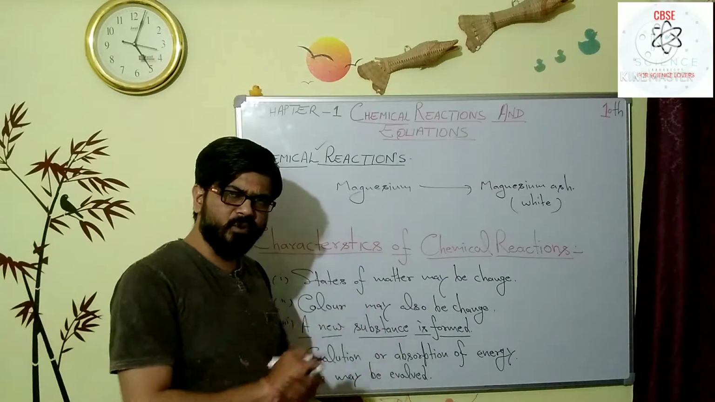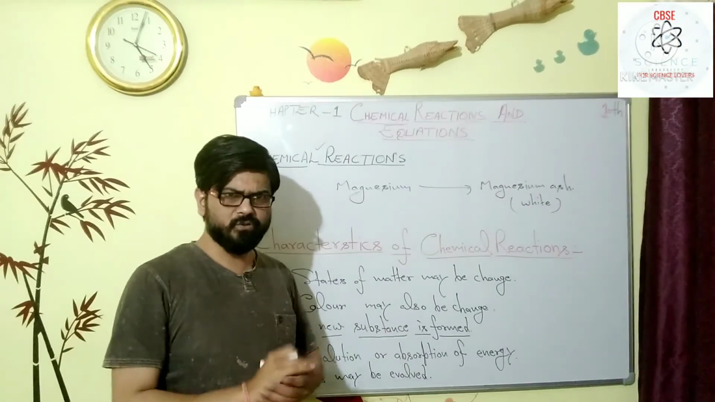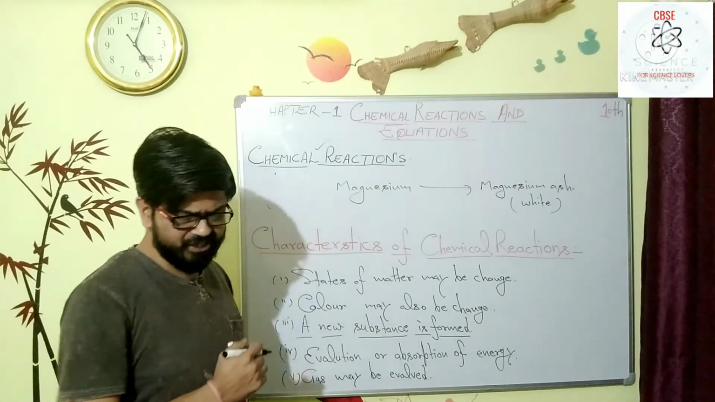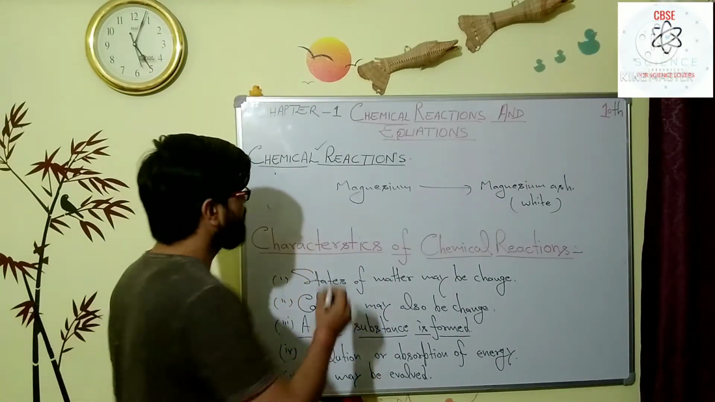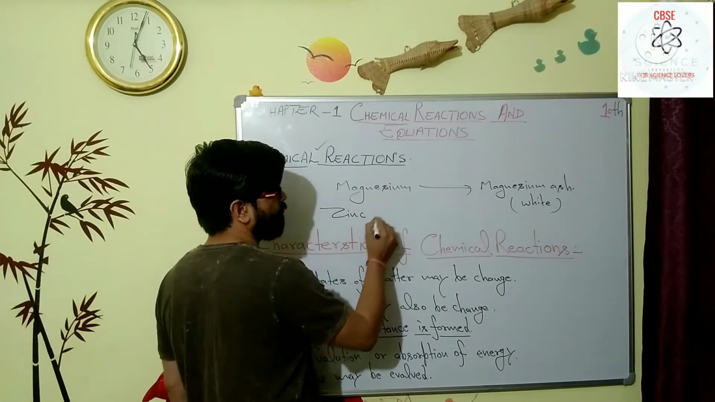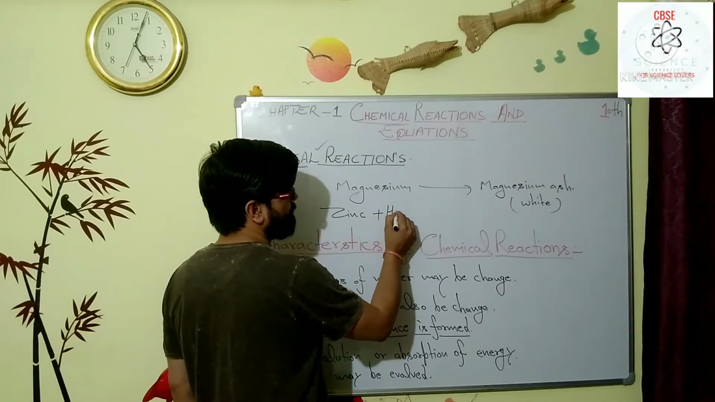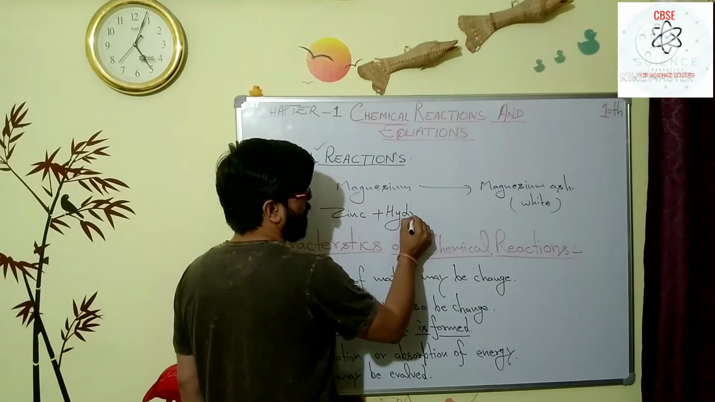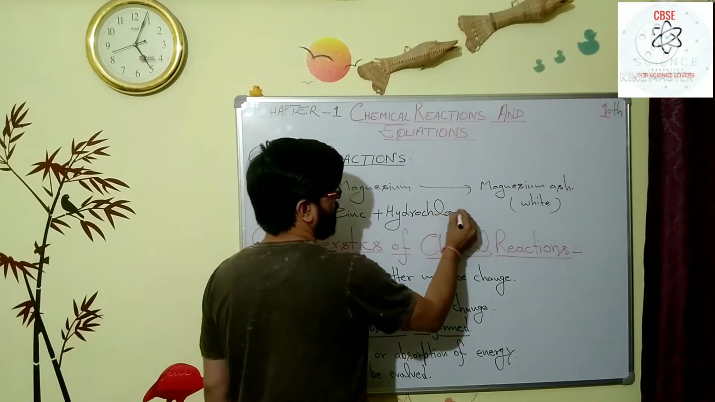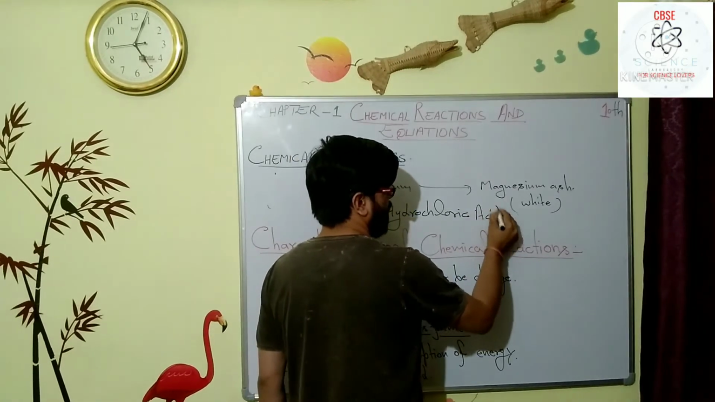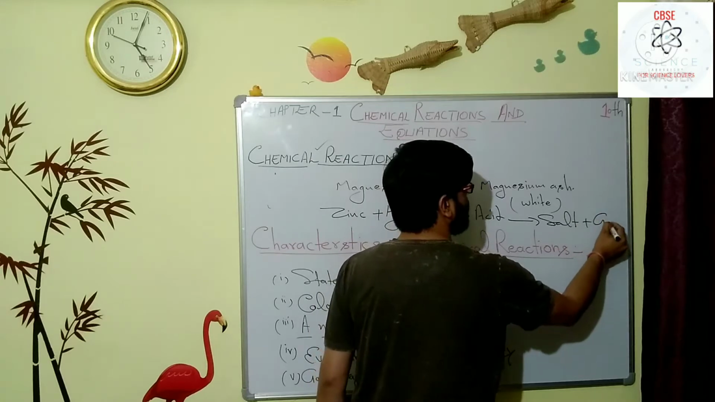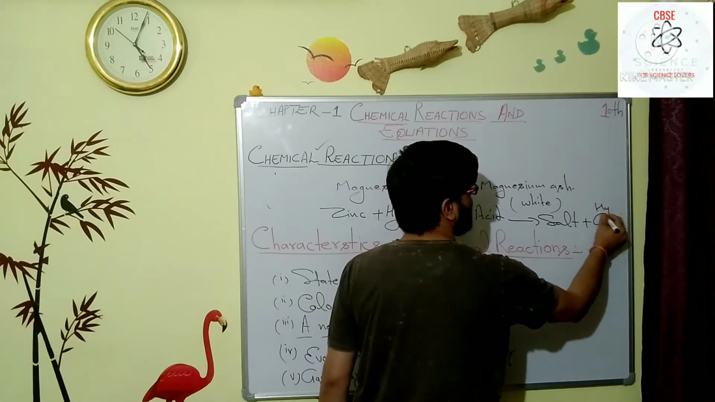In sentence form, it is very difficult to express a chemical change. For example, take another chemical change around us. If you take zinc granules and keep them in hydrochloric acid, then a salt is formed and a gas is also evolved, that is hydrogen gas.